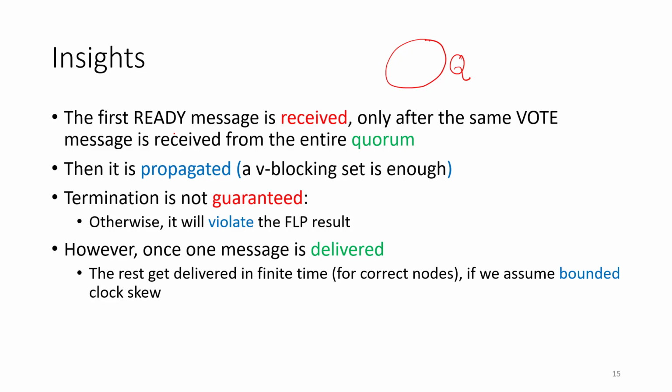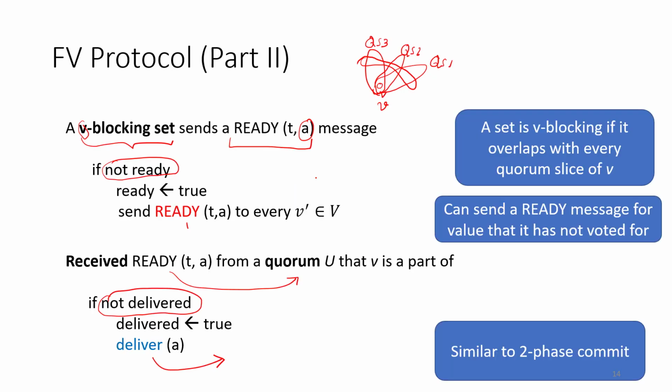So, only when a full quorum sends a vote message for the same value, and a vertex V receives all of that, does it initiate the ready message, and then of course it is propagated via the V blocking sets, right? So via this line over here, it is propagated.